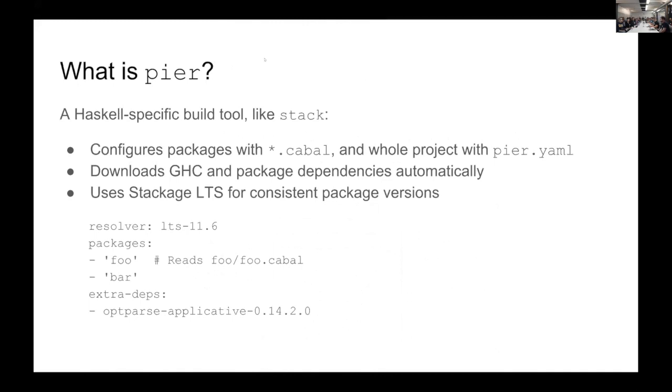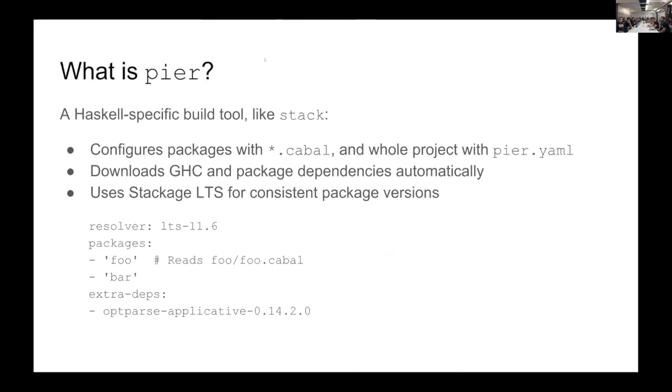So what is Pier? Like Stack, it's a Haskell-specific build tool, and its UI is motivated a lot by Stack and behaves pretty similarly. Individual packages are configured with Cabal files, and the whole project is configured with a top-level pier.yaml file. GHC and package dependencies are downloaded automatically from Hackage. And the package versions are managed in a package set, specifically the Stackage LTS, which is what Stack uses, downloaded from the same place that Stack does.